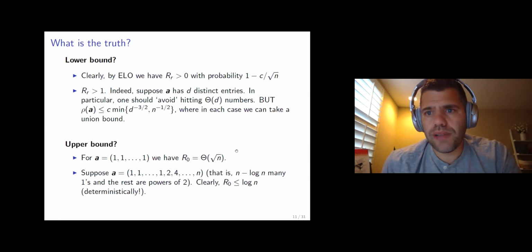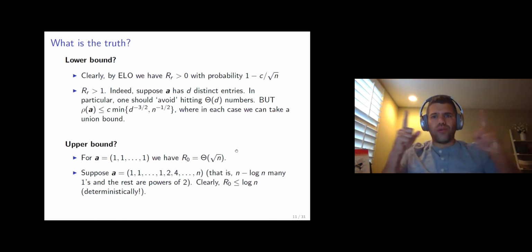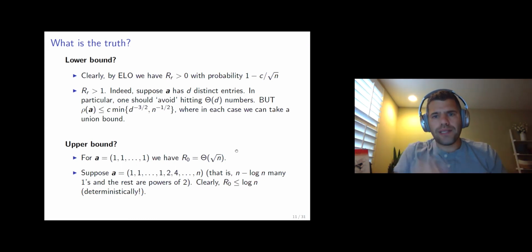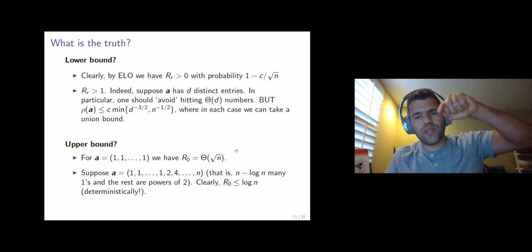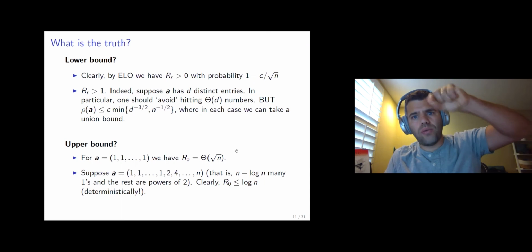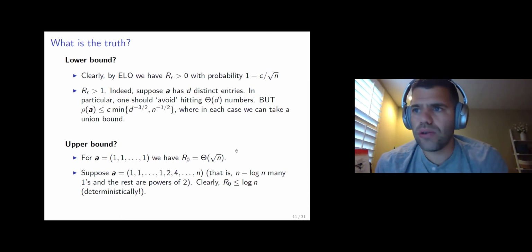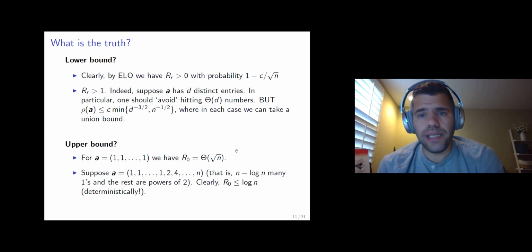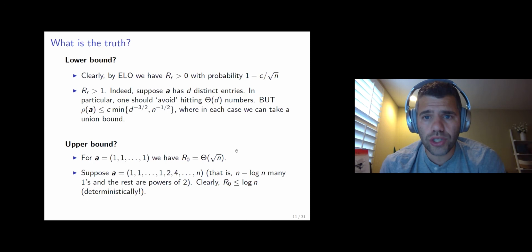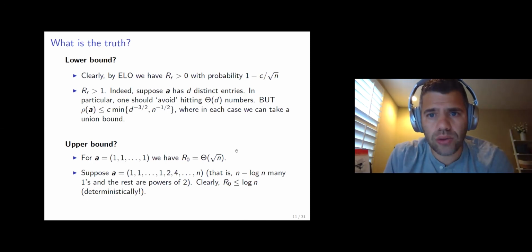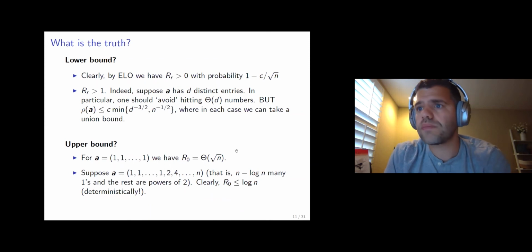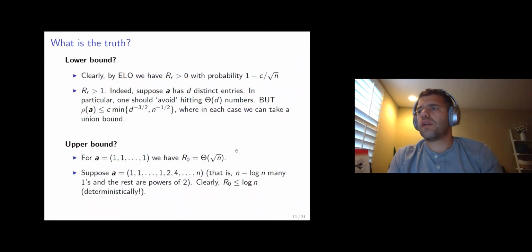For example, if you take the vector A such that almost all the coordinates are 1, and the last log n coordinates are a dyadic sequence, all the powers of 2, like 1, 2, 4, 8, 16, all the way to n. With such a vector, deterministically, if you want to hit 0, I can do at most log n changes. And basically with the last log n coordinates, I can cancel out almost everything that I want.